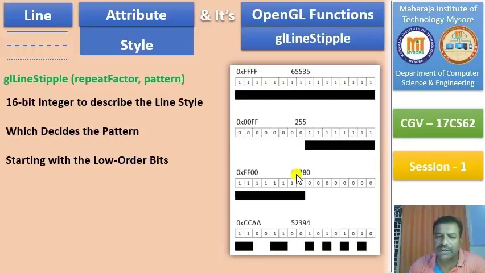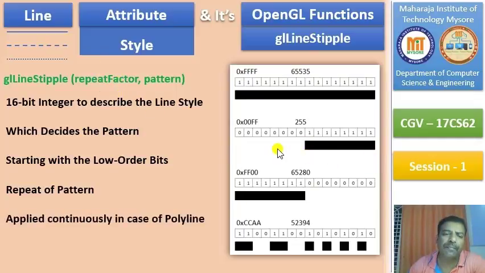And if I use this one, the lower bit is off, hence I am not going to draw any pixel, then I'll start to draw the pixel. I'm not going to draw, then I'm going to start. That is what starting with the lower order bit means. And the repeat of the pattern depends upon the repeat factor. If I give it as 1, the pattern keeps on repeating continuously, and if I give 2, the same pattern is repeated twice every time.